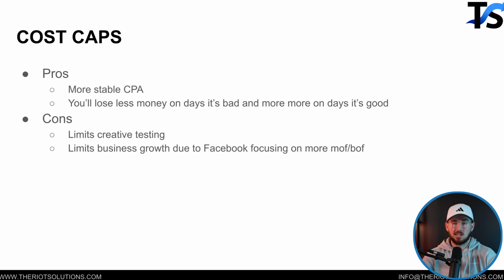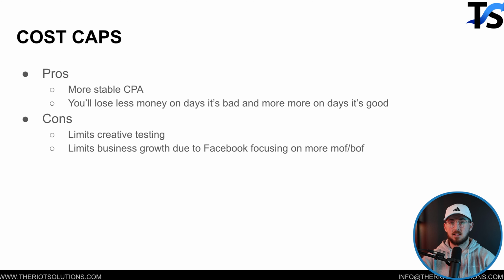Now, cons for this is that it limits your creative testing, and that is due to Facebook going after who's most likely to convert. If we're restraining Facebook to only hit a certain cost per purchase goal, what's going to happen here is Facebook's only going to go after the people that are most likely to convert to even reach that particular goal. Now, the people who are most likely to convert are always going to be your middle funnel, bottom of funnel people. So your frequency is likely going to go up on this campaign for cost caps because you're restricting the amount of new people it can bring in.